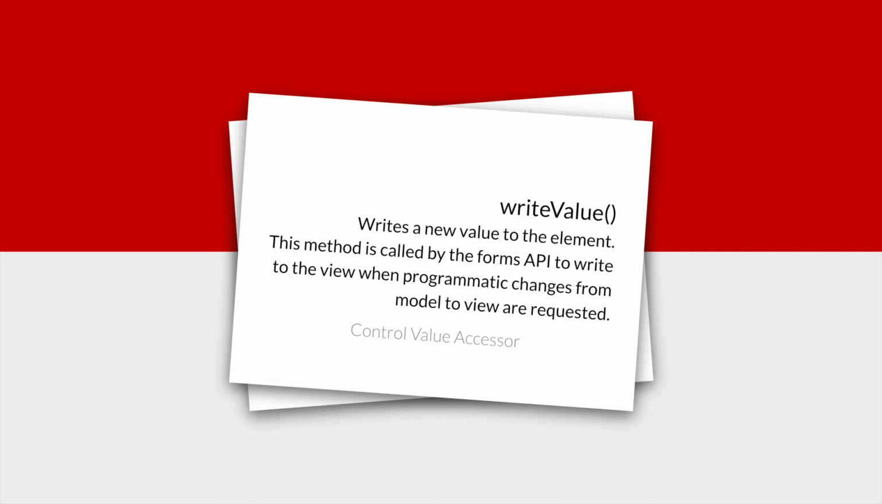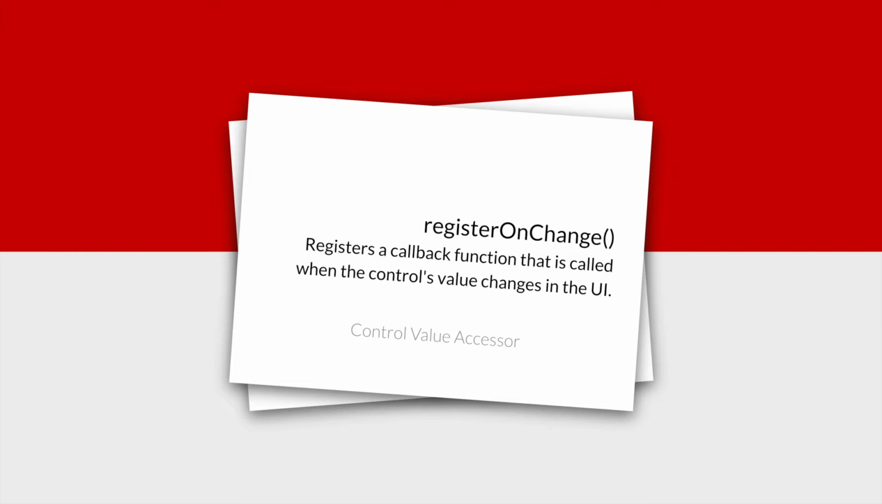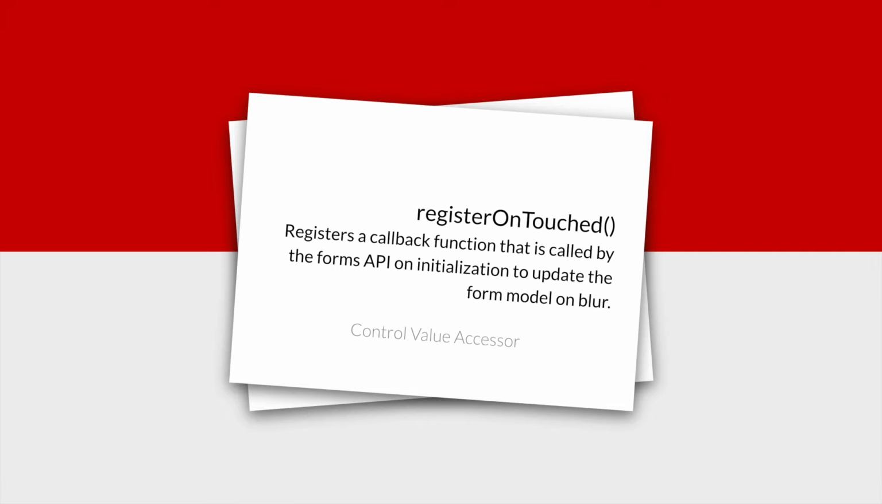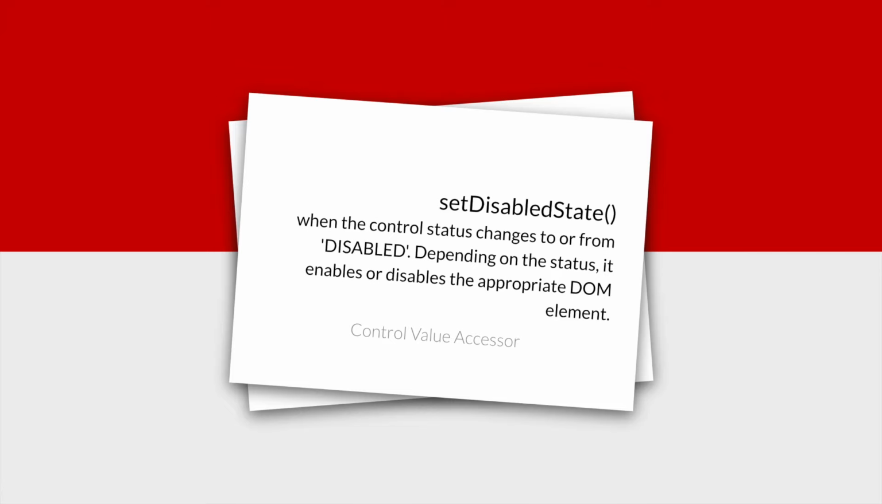Number 1, the writeValue method. The writeValue method writes the value to the view if the value changes occur on the model programmatically. The second one is registerOnChange. When the value in the UI is changed, this method will invoke a callback function. When the element is touched, this method gets called. And lastly, this method gets called when the control status changes. Alright, let's get into the code.